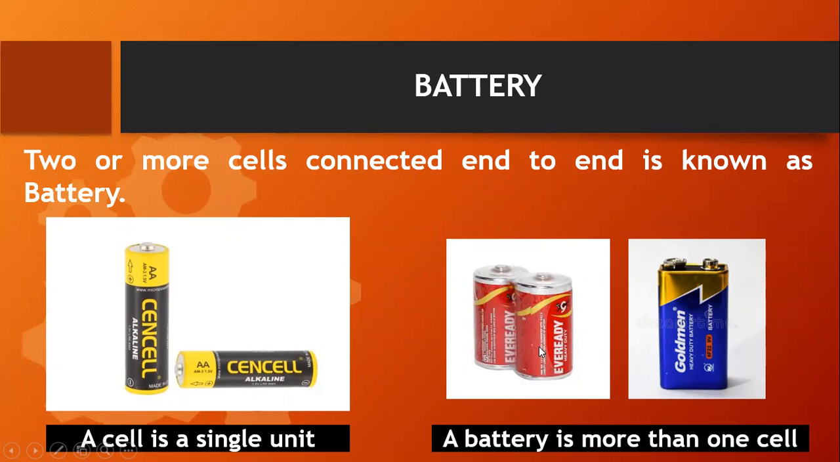As you can see, it is thicker also, and it is more, right? So this type of battery is also available, and this type of battery is also available. So basically, what are batteries? They are two or more cells. If it is a single cell, then we will say electric cell, and if it is more than two cells, then we will be saying battery.